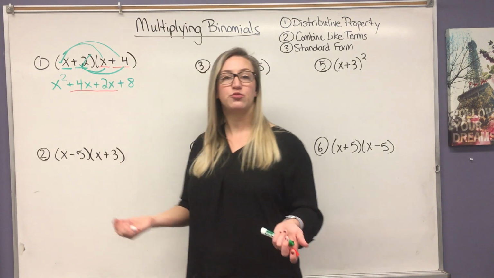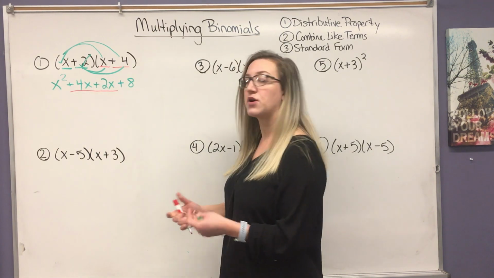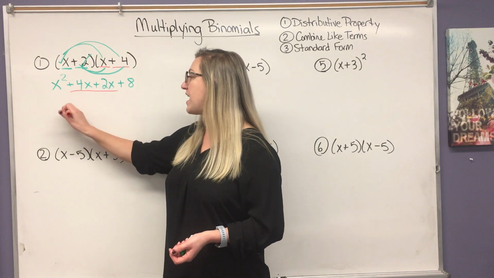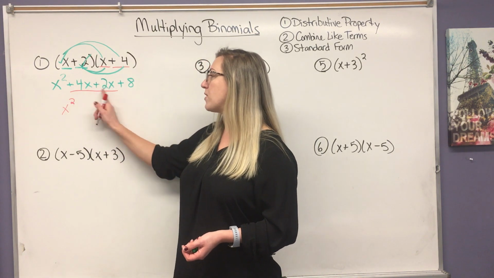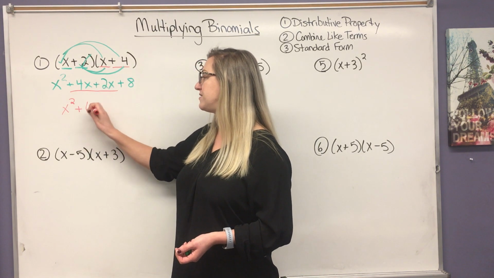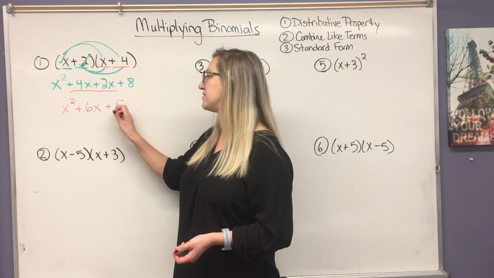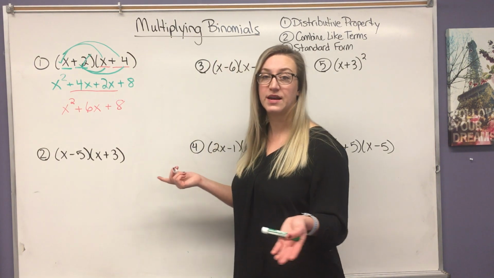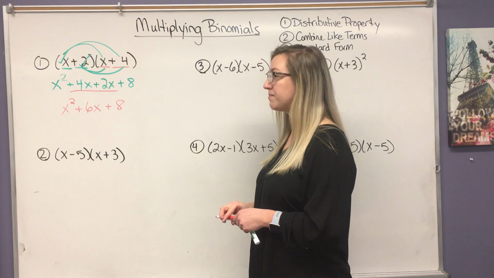So I can just add or subtract them as normal. In this case, we're going to add. So I'm going to have x squared still. 4 plus 2 is 6, so that's 6x, and bring down the positive 8 because he is not a like term with anyone else either.